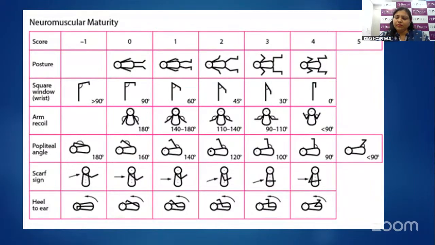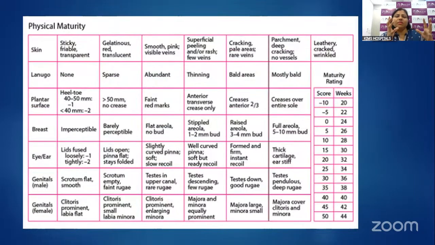Then, these are some physical maturity components, where you will look at the lanugo, meaning the small hair on the surface of the baby's body. Then the plantar surface, you will be observing for any creases. Then the breast bud and all you will be observing. Then the ear and the eyes, are they properly thick? Is the stiffness of the cartilage there or not? Then the genitals you will be observing, male and female, what you should be observing is already given.